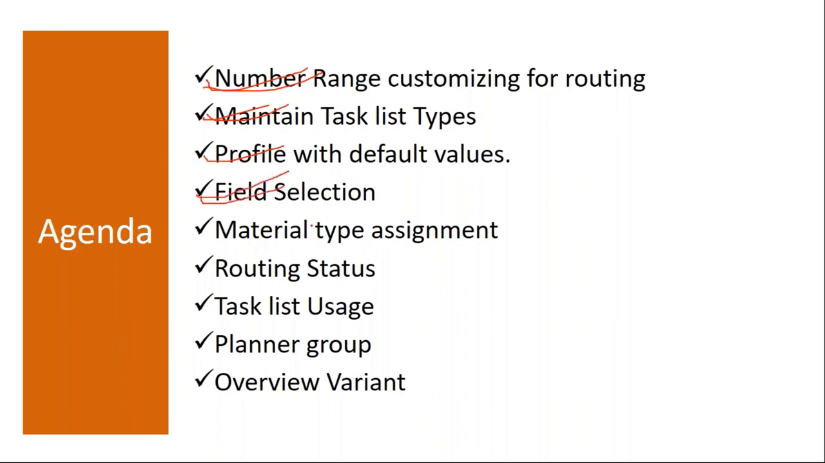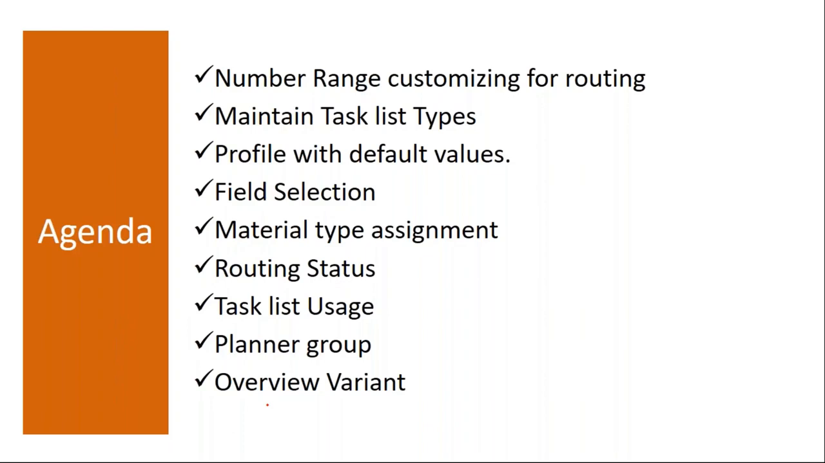We'll understand what is field selection. Of course, we covered this yesterday in the work center. It's more or less the same thing. Material type assignment, then routing status, how the routing status is configured, task list usage, how this is configured and how it is used, planner group, and then overview variant. So these are the ones we will cover in the routing configuration.